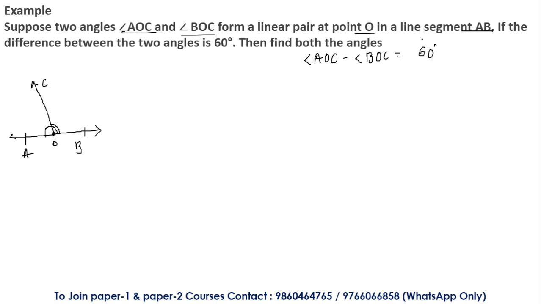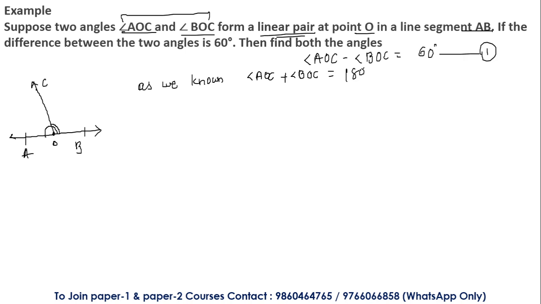Just focus on statement number 1. Both the angles are given in the question as a linear pair. So we know that the summation of the linear pair is equal to 180 degrees. Before that, let me consider this to be equation number 1. Now, as we know that the summation of the angles is equal to 180 degrees, angle AOC plus angle BOC is equal to 180 degrees. We know this already. Let us consider this to be equation number 2.